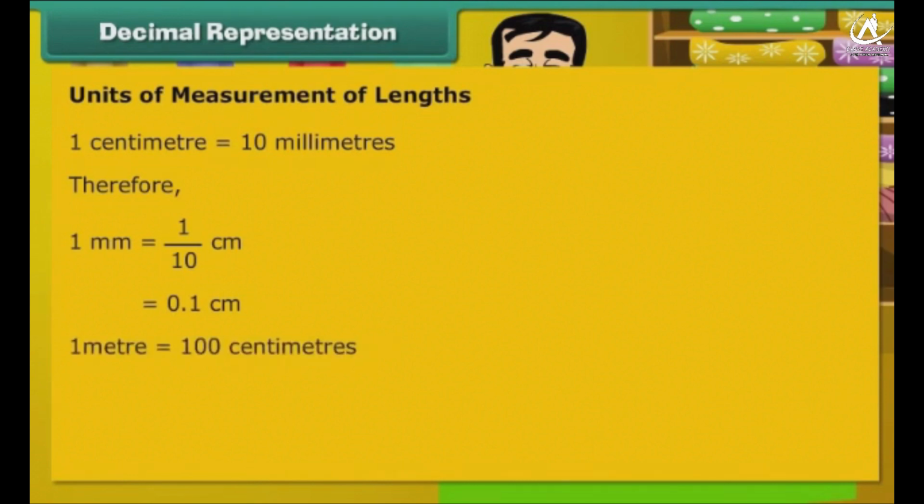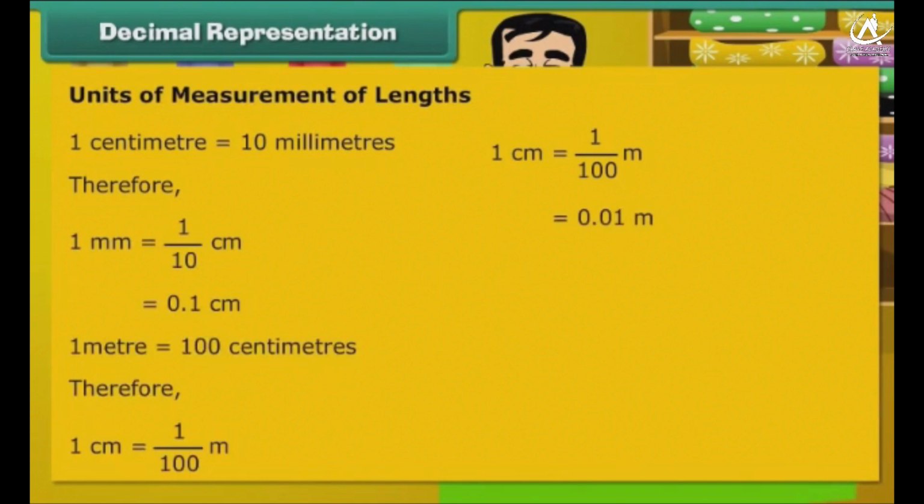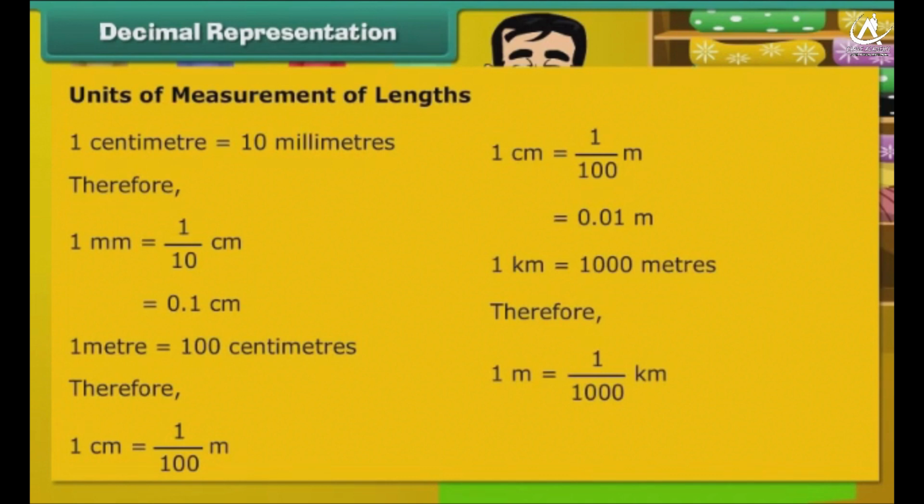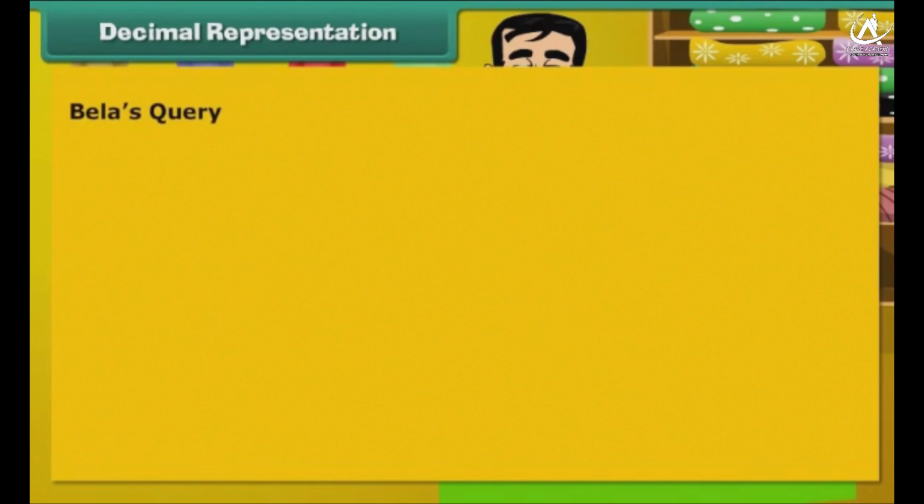1 meter is equal to 100 centimeters. Therefore, 1 centimeter is equal to 1 by 100 meter. That is equal to 0.01 meter. 1 kilometer is equal to 1000 meters. Therefore, 1 meter is equal to 1 by 1000 kilometer. That is equal to 0.001 kilometer.